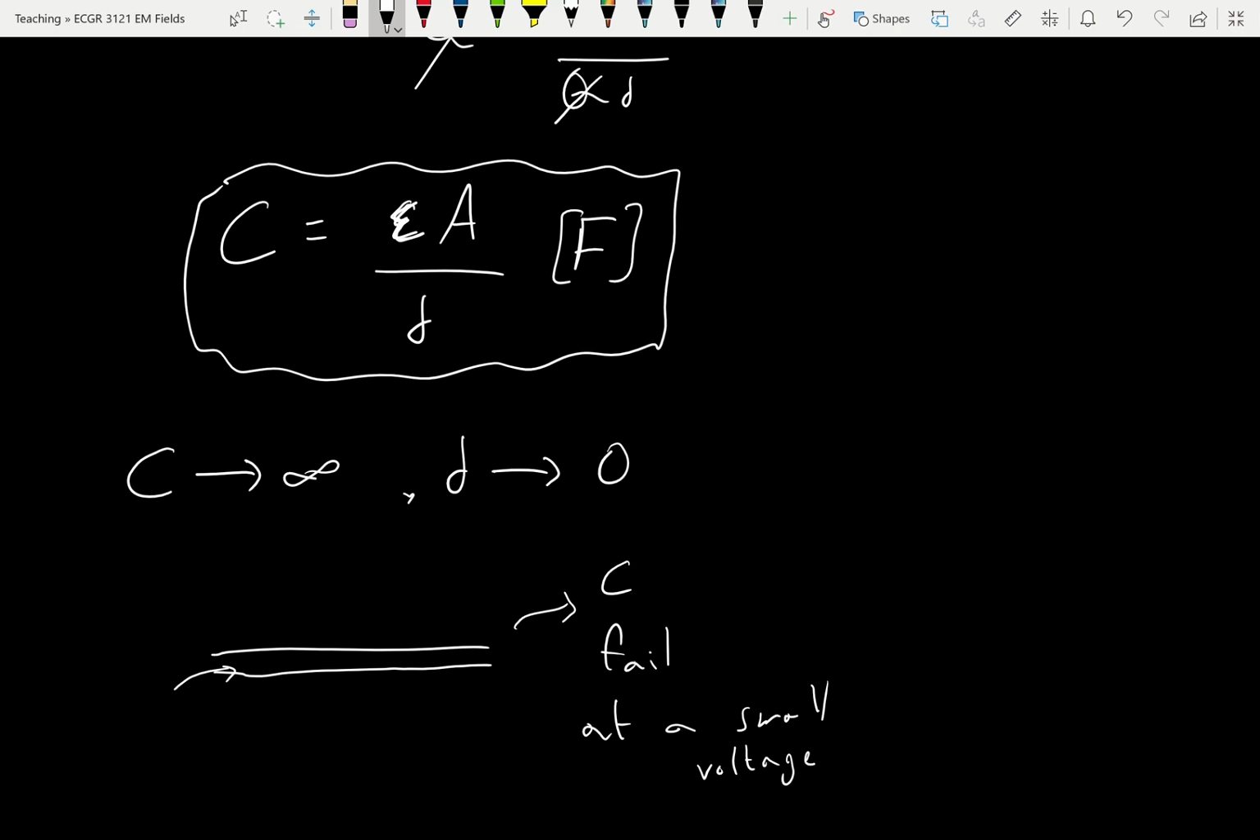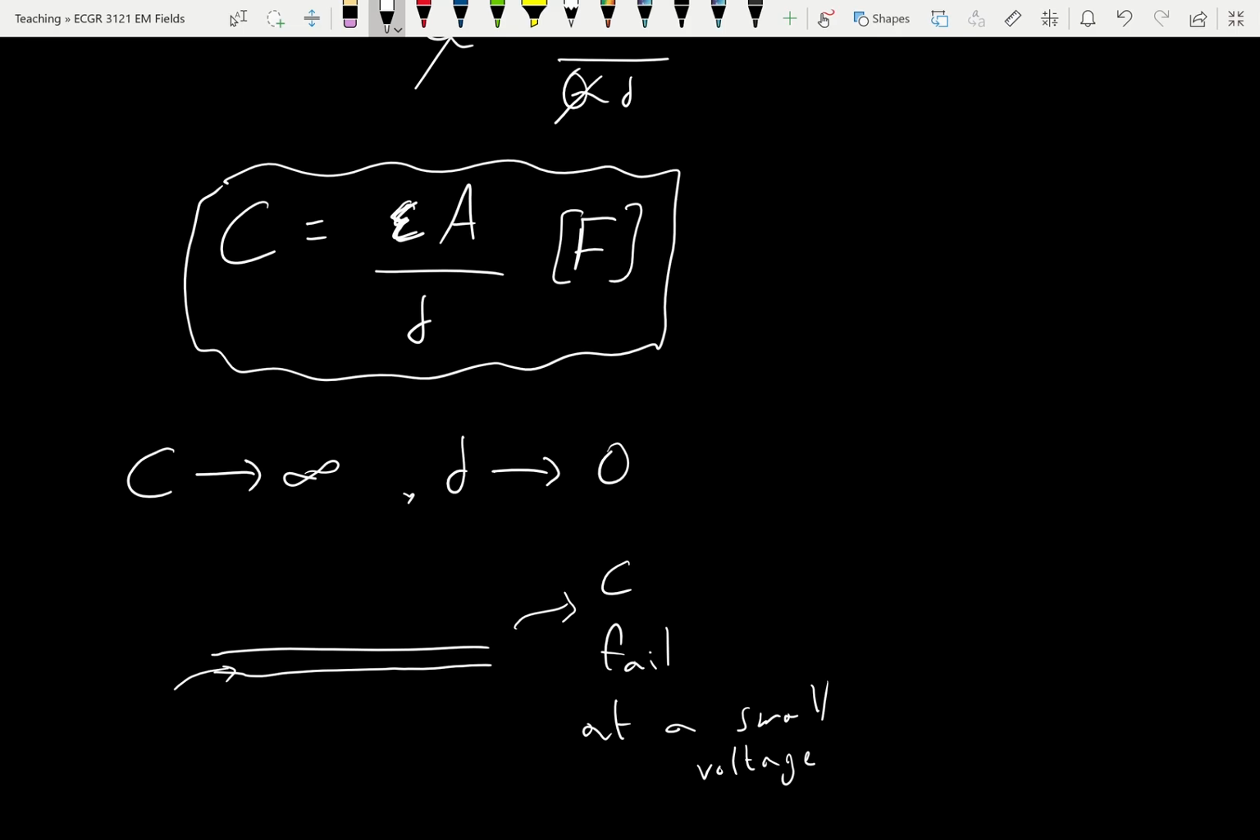I apply some few volts to it, and then it will arc and it will discharge the capacitor instantly. Even if I use some material in between, this material is going to eventually break down. So I cannot just get any capacitor I want by reducing D. I can reduce D to a limit. If I reduce D, the useful voltage this capacitor can operate at is going to go down.